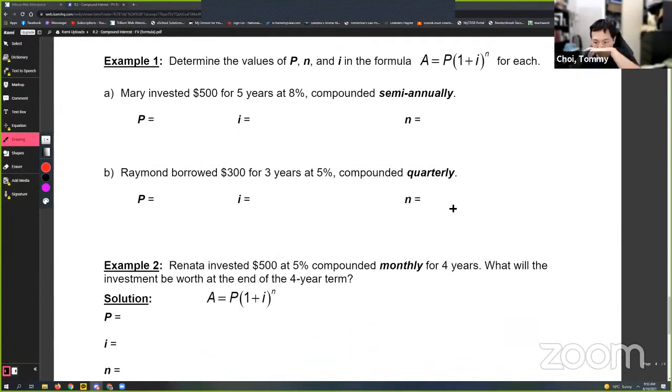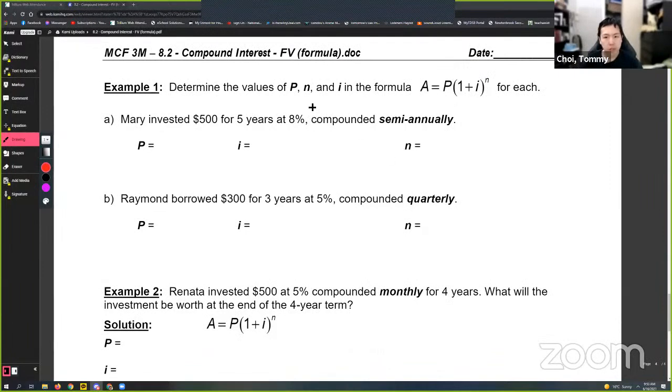So let's go through some examples of the compound interest. So once again, we're going to determine the values of P, N, and I in the formula for each one. So it says here, Mary invested $500 for 5 years at 8%, compounded semi-annually. Semi-annually. So for our principal, it is still $500.